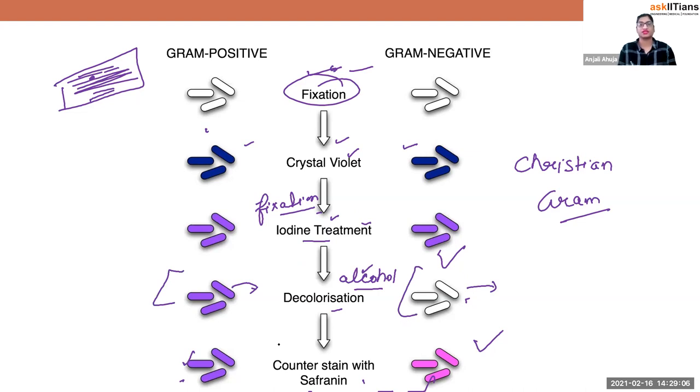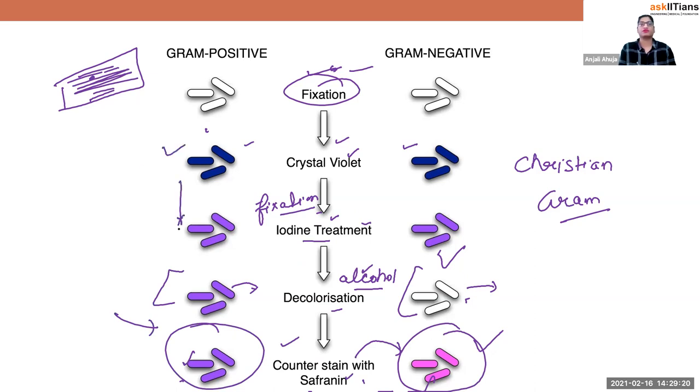And then we use the counterstain, another dye like safranin, reddish in color. When it reacts with the bacterial component, this will have the safranin color, and this will have the same violet color, which appears lighter compared to before. The reason being, we treated it with alcohol, so it has taken all the extra crystal violet out.